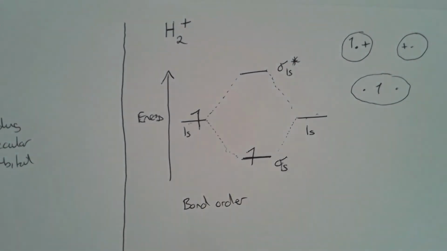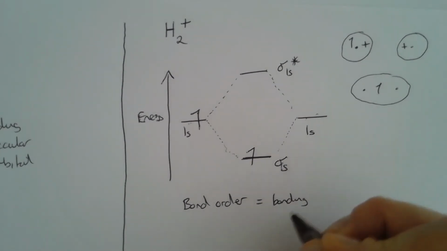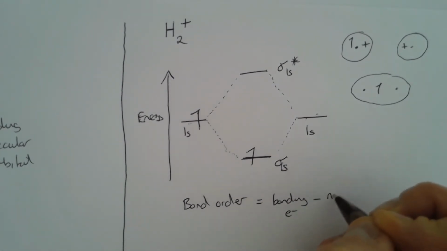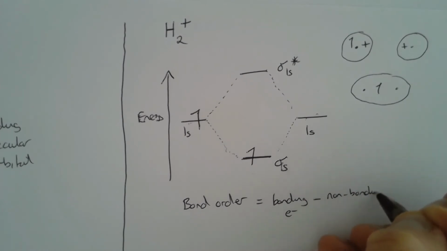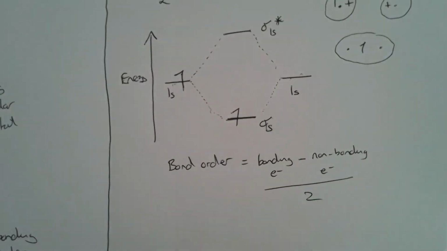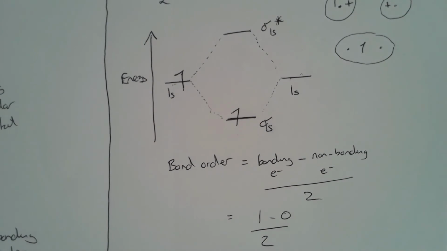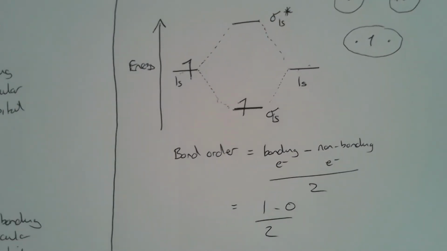And we can also think about something called the bond order here. The bond order is going to be equal to the bonding electrons minus the non-bonding electrons, divided by 2. In this case our bond order will be bonding electrons, there's 1, there's nothing in the anti-bonding orbital, so our bond order would be a half in this case.